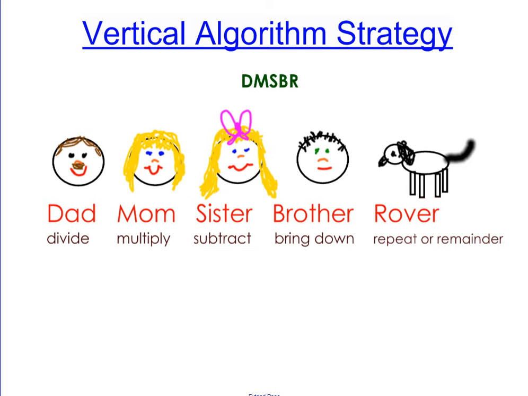DMSBR. D for dad means to divide first. M, mom, means to multiply second. S, sister, means to subtract third. B, brother, means to bring down. That's the fourth step. And the last step is R, Rover, the dog, which either you're going to repeat the steps, or if you're done, you will find the remainder if there is one.